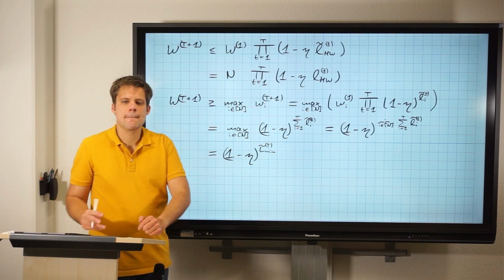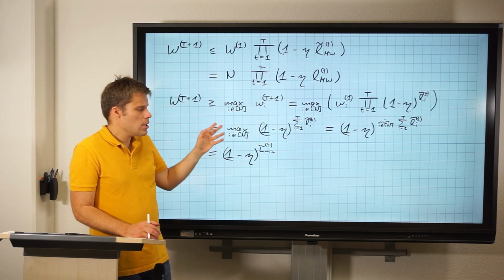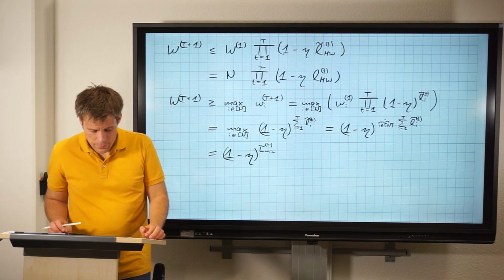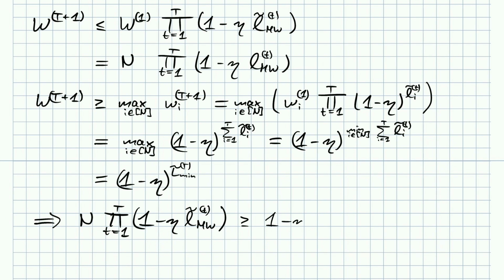What do I now have? I have an upper bound on the final sum of the weights that depends on the cost that the algorithm incurs, and I can compare this via a lower bound to the cost of the best strategy. If I now combine the two, what do I get? I get that n times the product of (1 - eta) to the power of L_mw^t tilde is at least (1 - eta) to the power of L_min^t tilde.